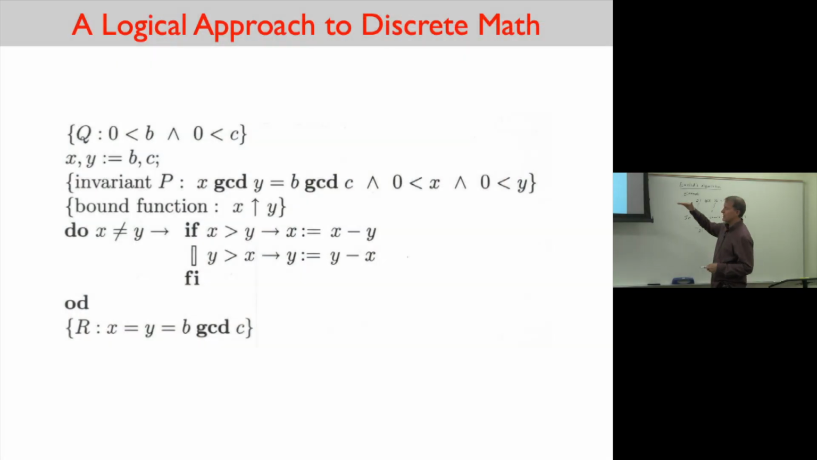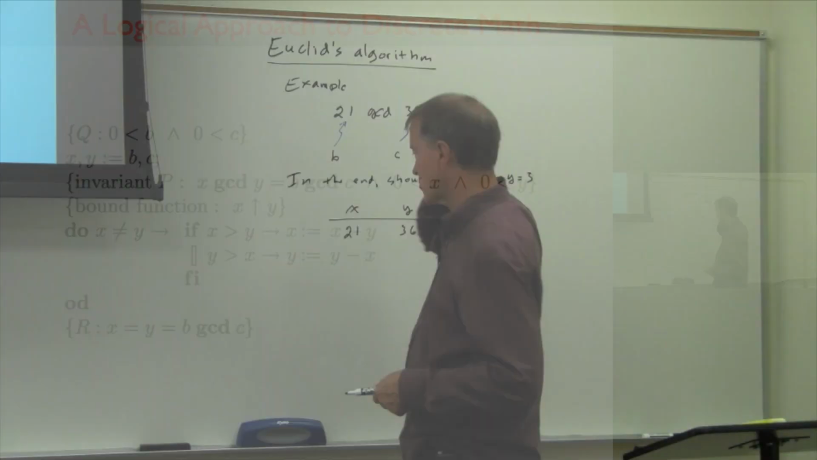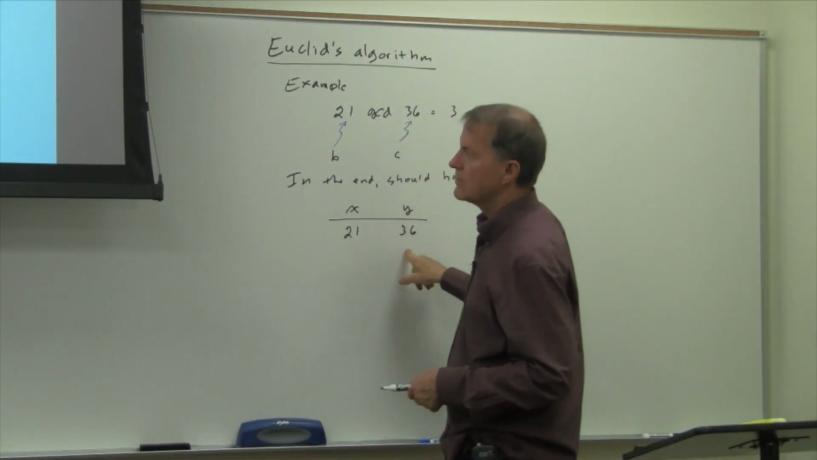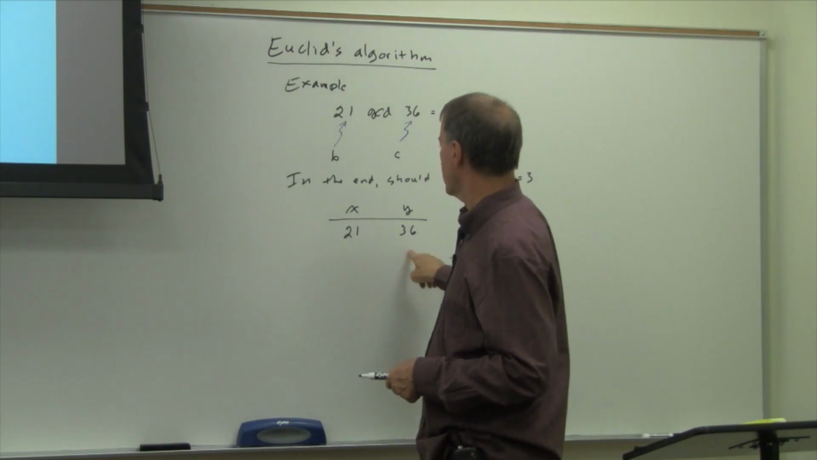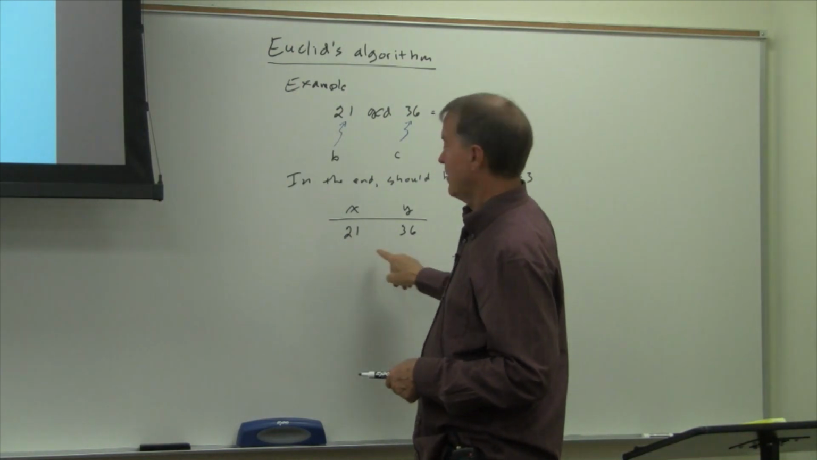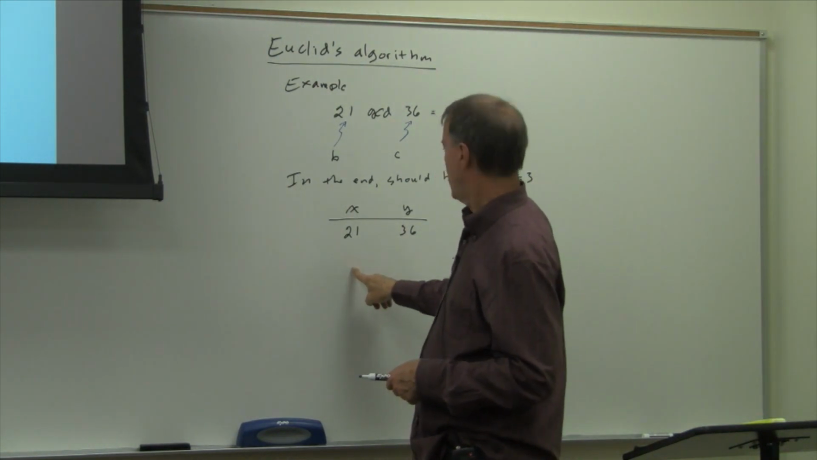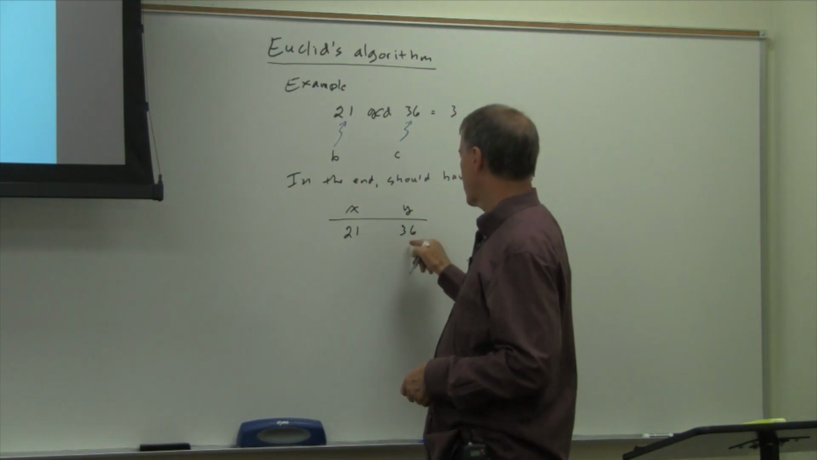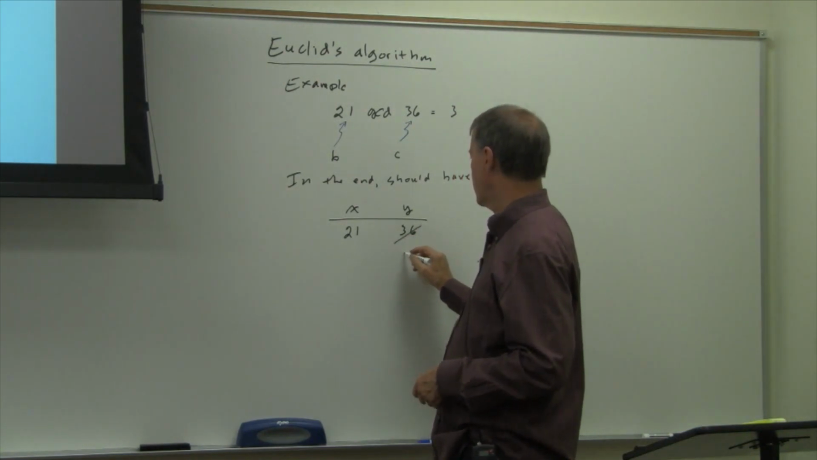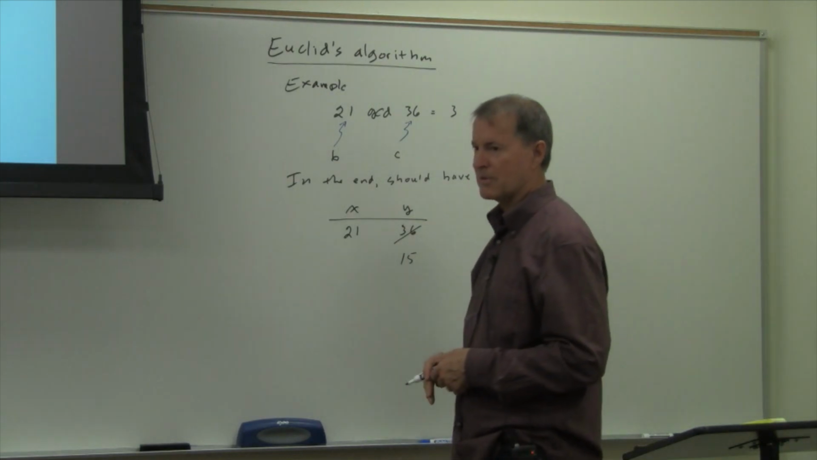So now we have guards. If X is greater than Y, X gets X minus Y. If Y is greater than X, Y gets Y minus X. So basically, we're taking the smaller one and subtracting it from the larger one. In this case, X is 21, Y is 36. Is the first guard true? Is 21 greater than 36? No. 36 is greater than 21, yes. So what happens? Y gets 36 minus 21, which is 15. Does everybody see how that worked?